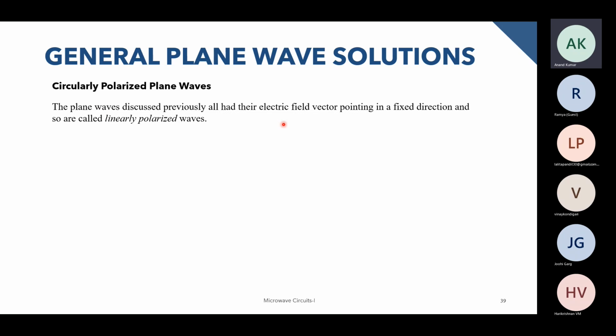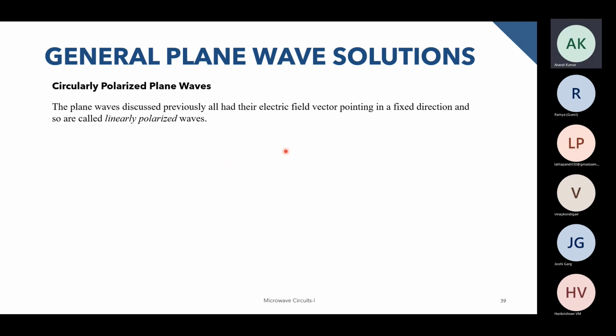All this discussion so far assumed an electric field in a fixed direction. The electric field vector was always pointing towards the x direction, and similarly, if the wave propagated in the z direction, our magnetic field vector was always pointing towards the y direction.